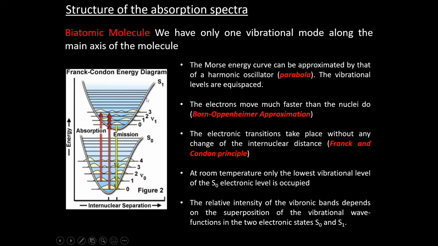Then, when you describe absorption of a molecule, you make some approximation. First of all, the Morse curve can be approximated with a harmonic oscillator. And so you make the approximation that these states are equispaced. Okay?